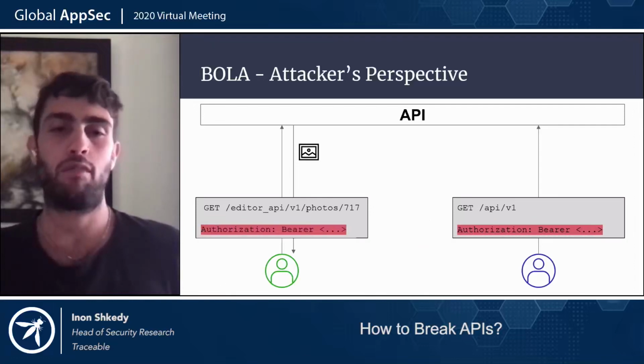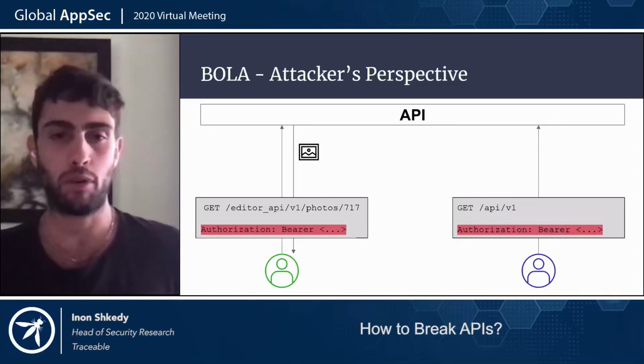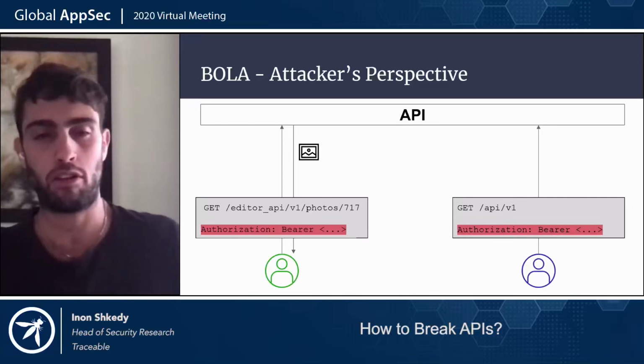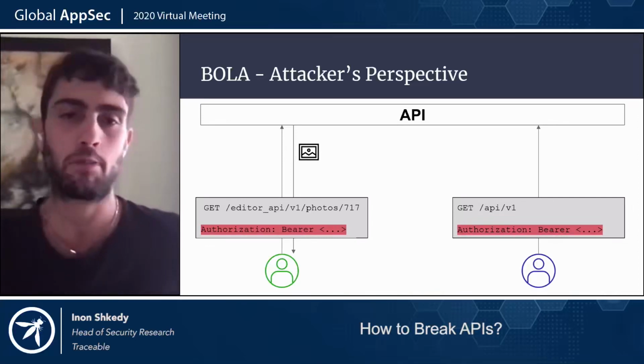And after you do it, if you get access to the photo, it means that the second user could have gotten access to the photo and it's vulnerable to BOLA. If you got some authorization error like 401 or 403, it's probably not vulnerable.